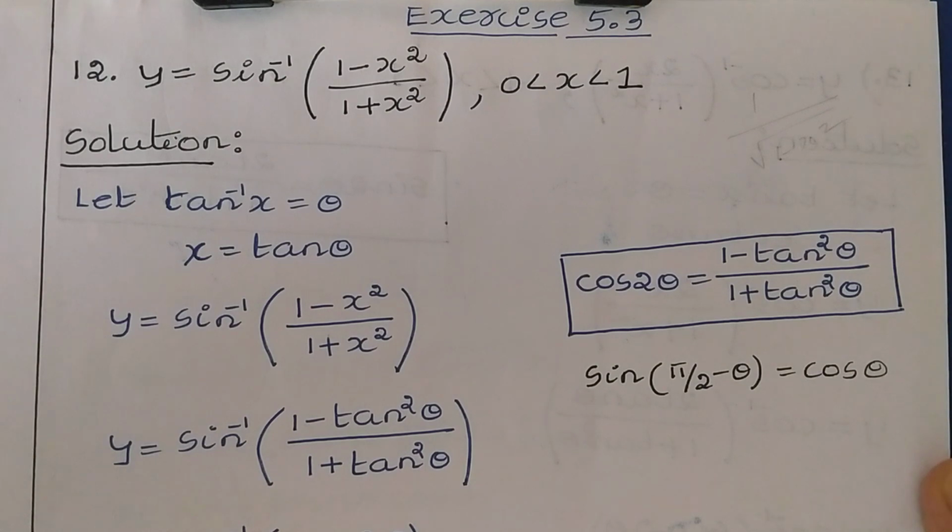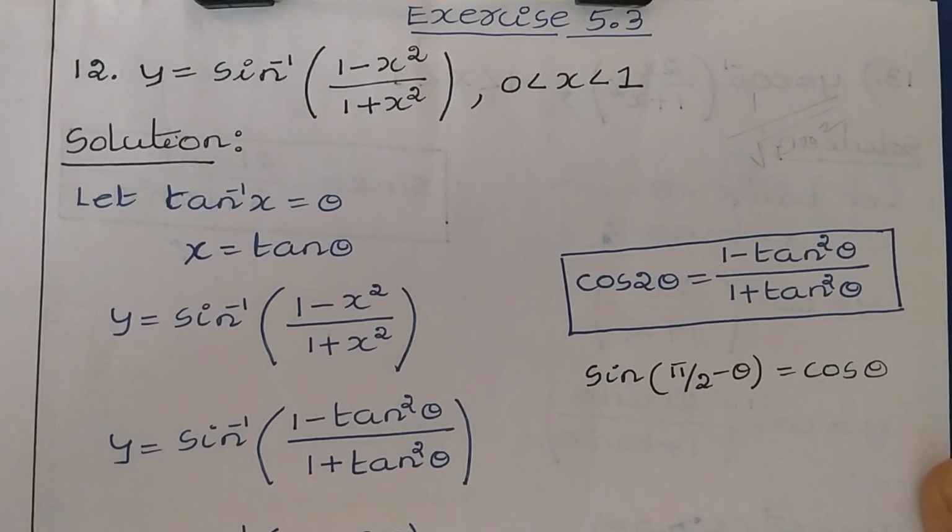In this video, we are going to learn exercise 5.3 class 12 mathematics. Question number 12 to 15 solution. Question number 12, y is equal to sine inverse of (1 minus x square) divided by (1 plus x square), 0 less than x less than 1. Here we need to find the derivative dy by dx.